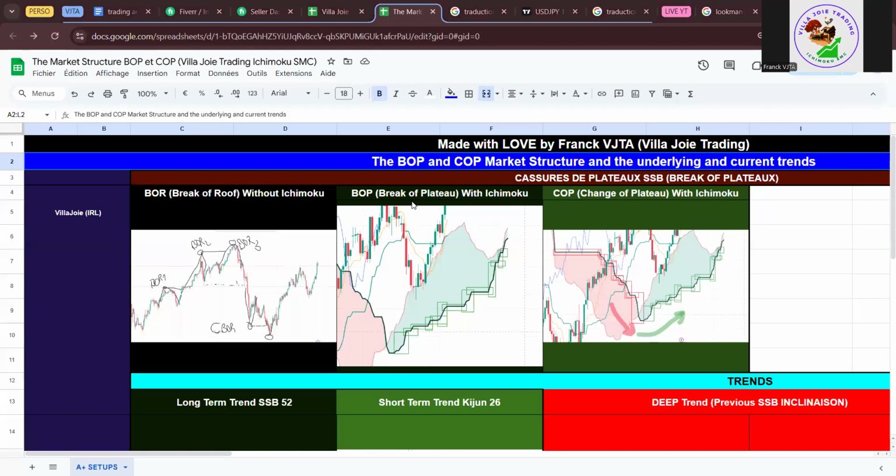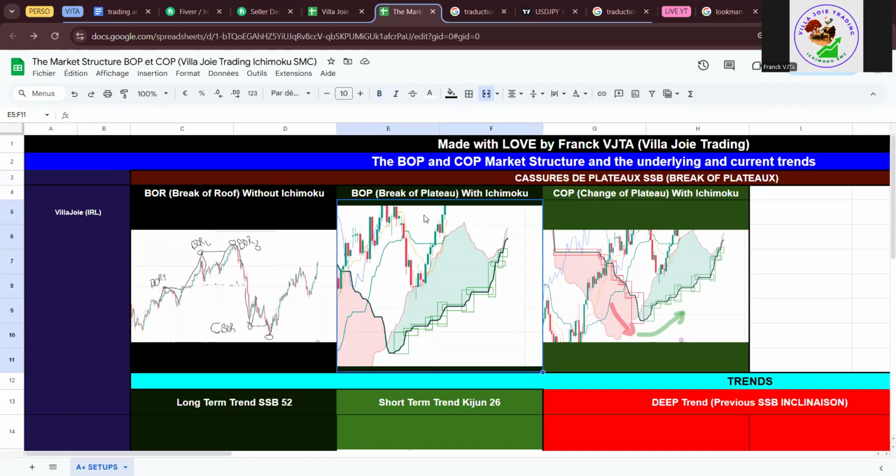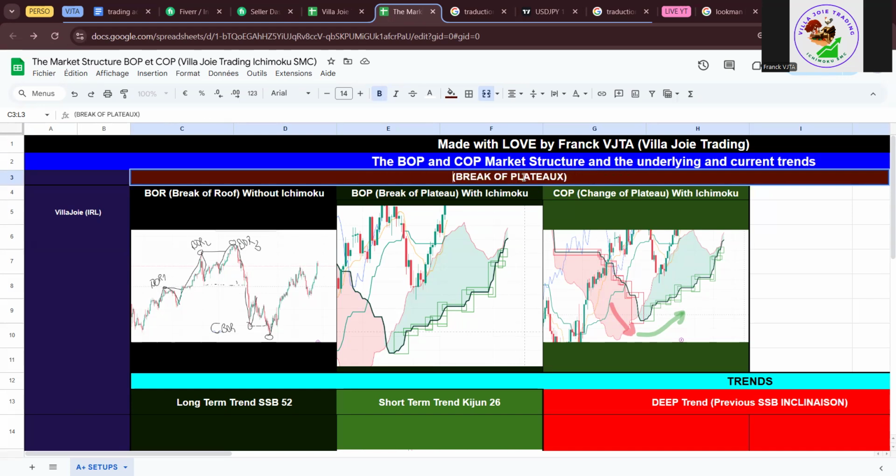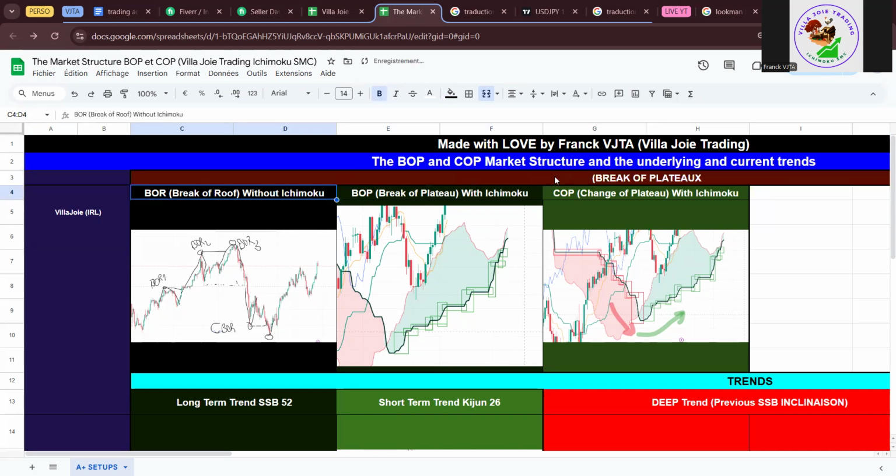What is market structure? How to identify it to find the direction, how to look at it. So market structure is divided into two. First of all, we have breaks of roof.